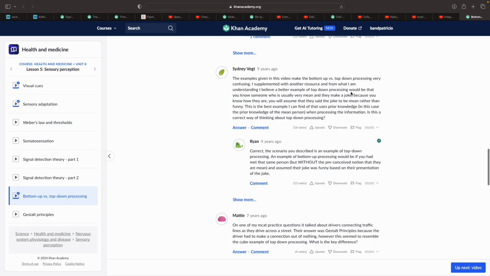A better example of top down would be that you know someone who is usually very mean and they make a joke. Because you know how they are, you will assume that they said the joke to be mean rather than funny. This is the best example I can find that uses prior knowledge, in this case the prior knowledge of the mean person, when processing information.